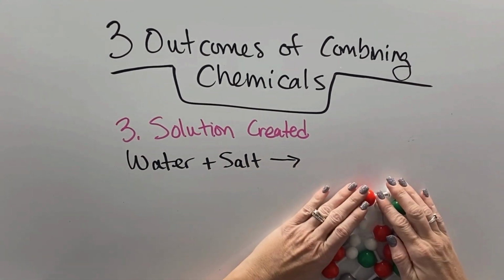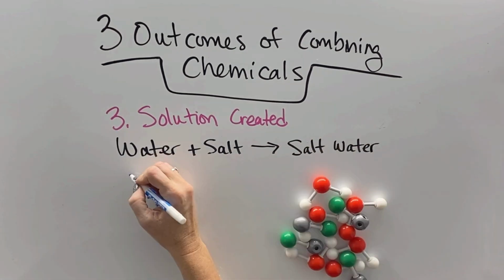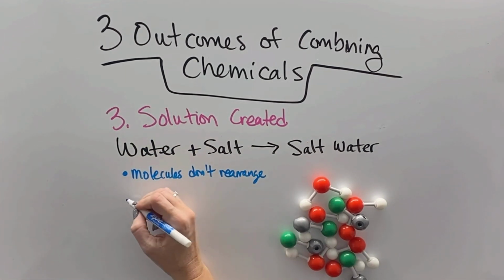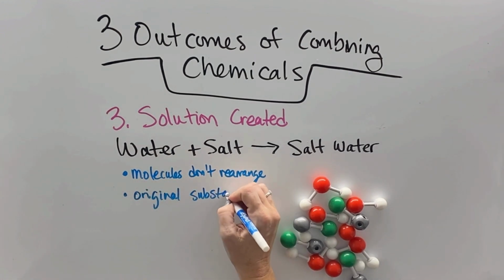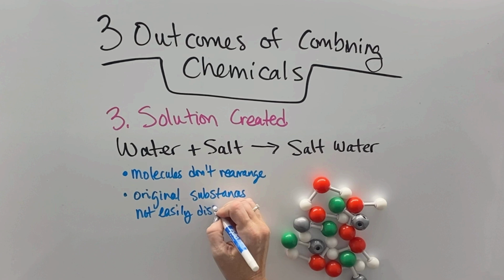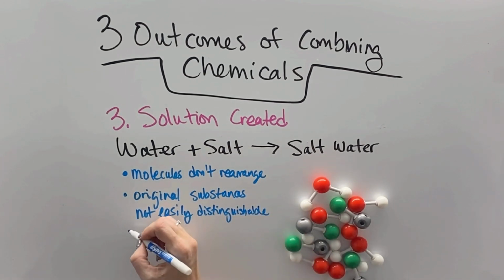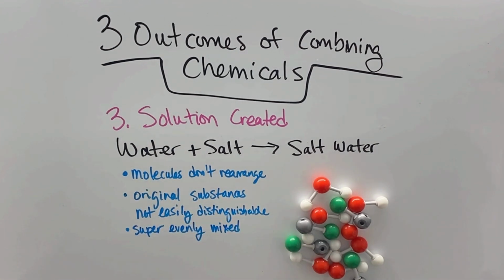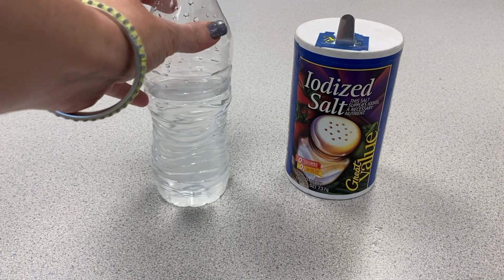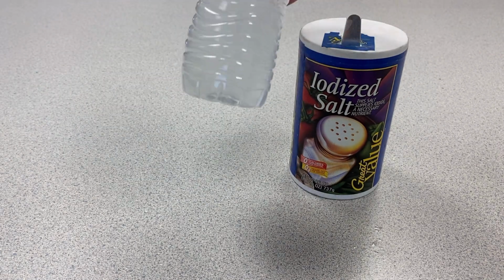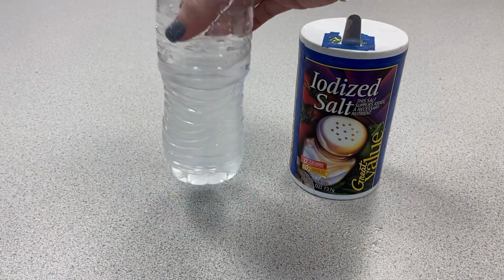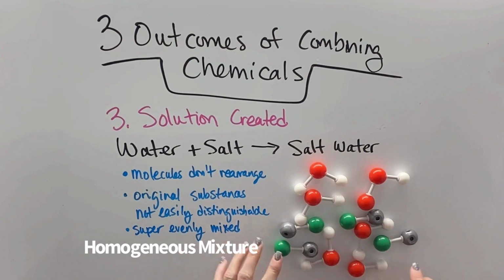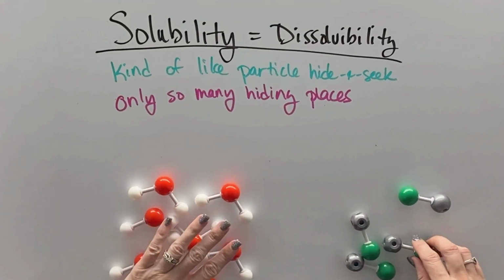Like if we take water and salt and mix them together, we get, guess what? Salt water. In this solution, the molecules have not rearranged. Nothing broke apart and then reattached into new forms. The original substances are still there, but the key is that they are not easily distinguishable from each other. When you look at salt water, it's not really clear that there isn't salt in the water. You can't see it separately. Like when we take the salt here and shake it around, it's as if the salt has disappeared, but it's still there. It's just hiding and evenly mixed, and we call this a homogeneous mixture because everything looks the same.